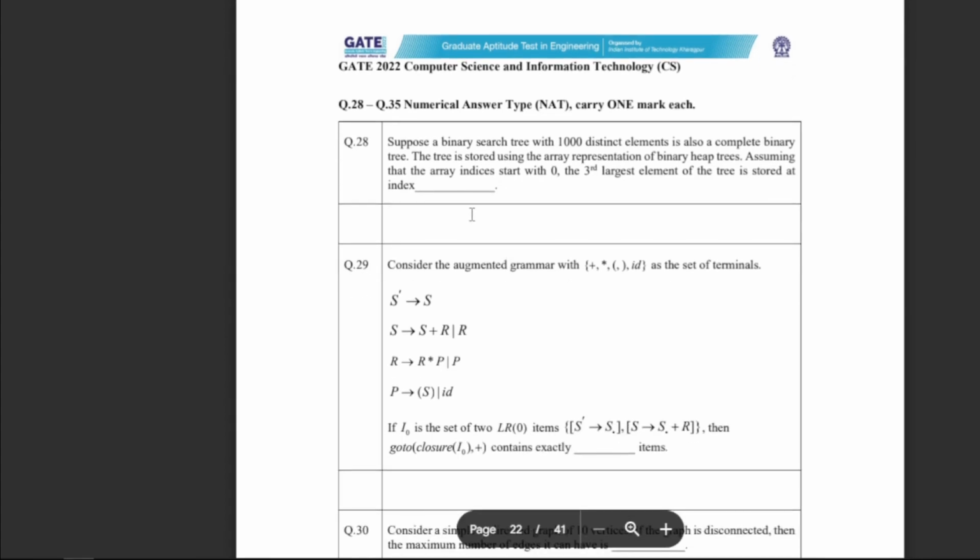So let's see. Suppose a binary search tree with 1000 distinct elements is also a complete binary tree. So the tree is stored using the array representation of binary heap trees, right? Assuming that the array indices start with 0, the third largest element of the tree is stored at index... So I have solved that. This is basically a 4 to 5 line question, and you will get that the third largest element of the tree is stored at 509. So that will be our answer, at index 509, right?